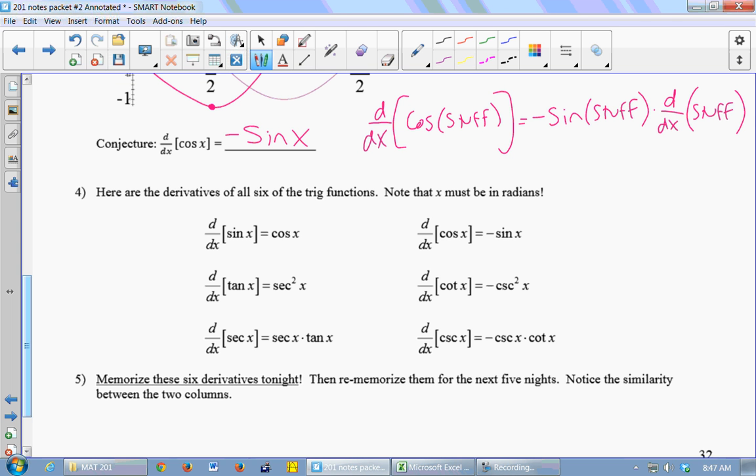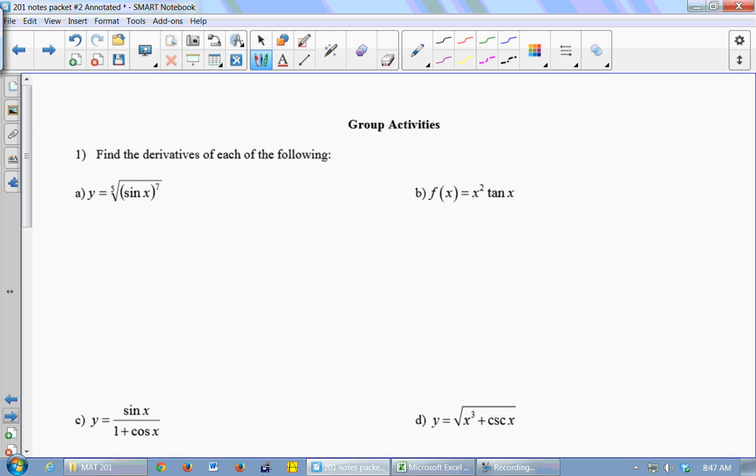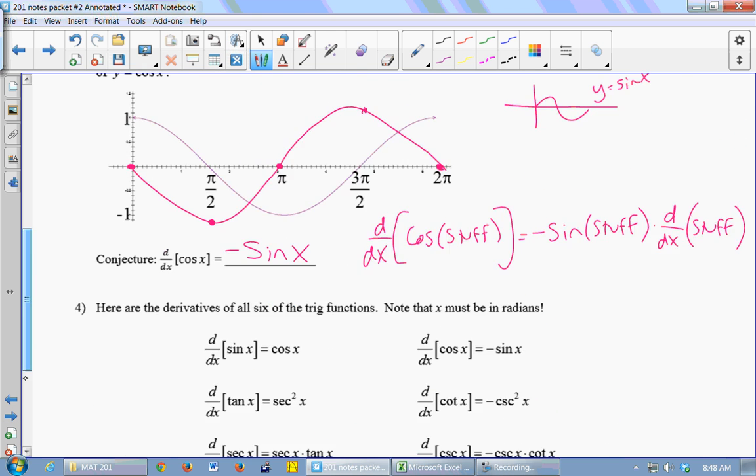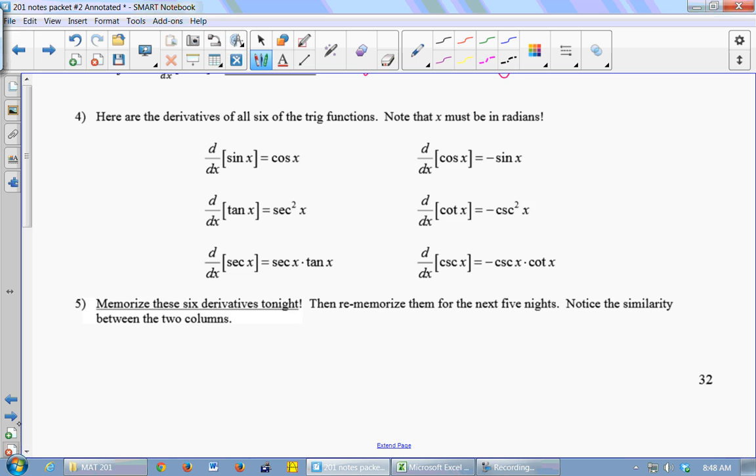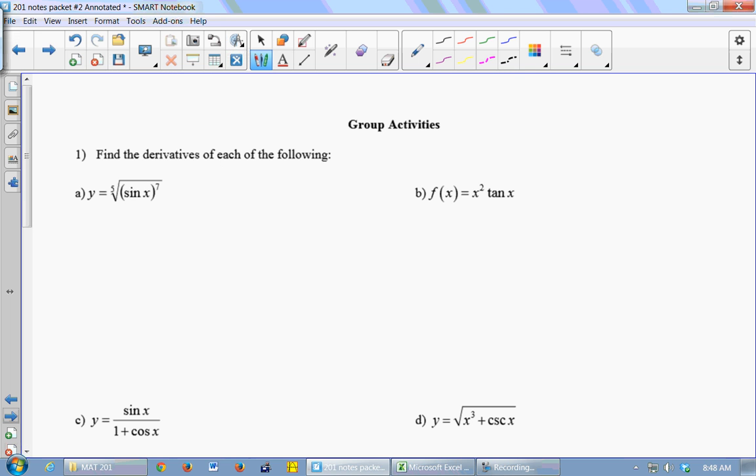You should memorize these. You should know the derivatives of the 6 trig functions. The similarity between the two columns might help you with the memorization. Or put them on a note card, put them on the sheet of paper you're going to bring to the test. Have them with you all the time. At some point, you will eventually memorize them. All right, so that's it for what I'm going to do with you. And then you're going to do some practice.